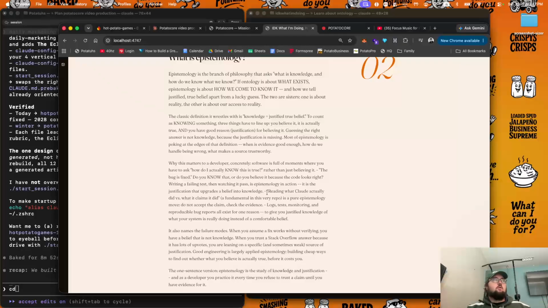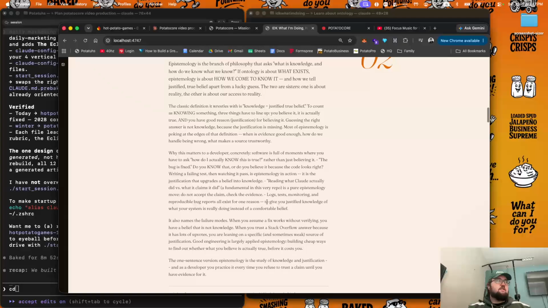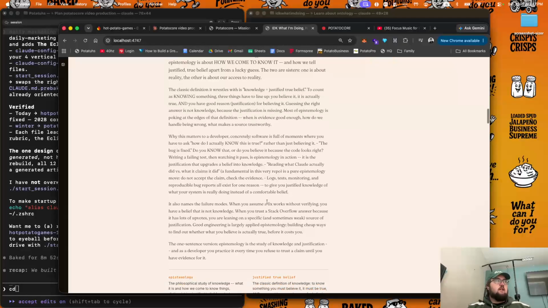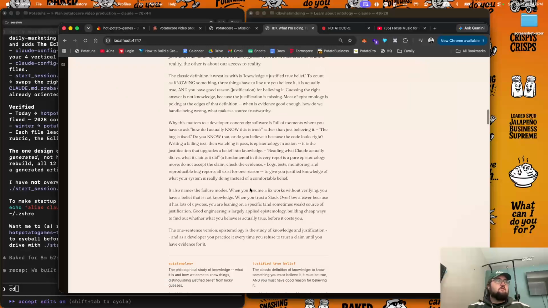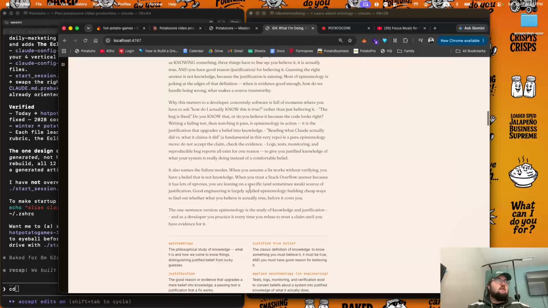Here's how it's fixed, that's epistemological, I think. Correct me if I'm wrong. It is the justification. Writing a failing test, then watching it pass, is epistemology in action. It is the justification that upgrades a belief into knowledge. Reading what Claude actually did versus what it claims to have done, this happens all the time. A fundamental in this very repo is a pure epistemological move: do not accept the claim, check the evidence, logs, tests, monitoring, and reproducible bugs to give you justified knowledge of what your system is actually doing instead of a comfortable belief.